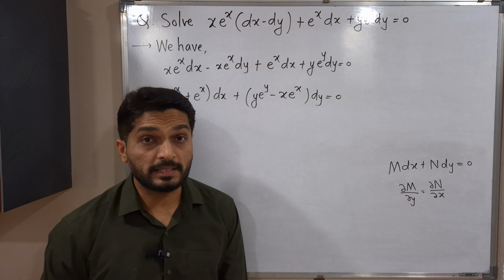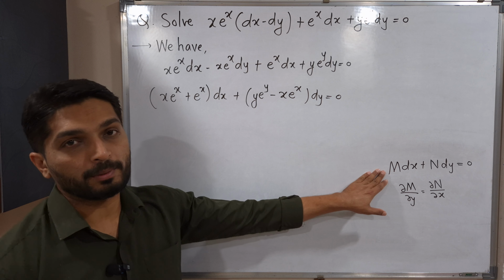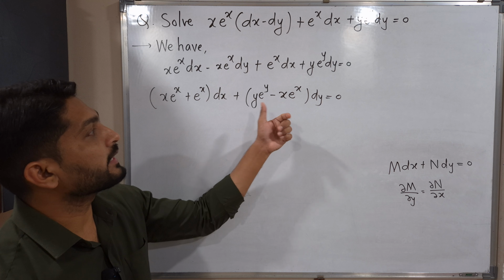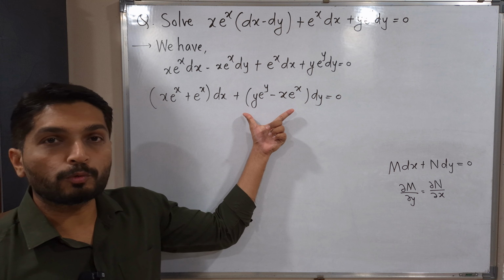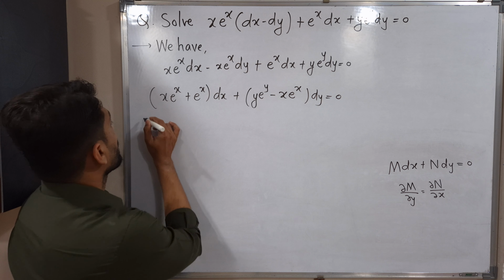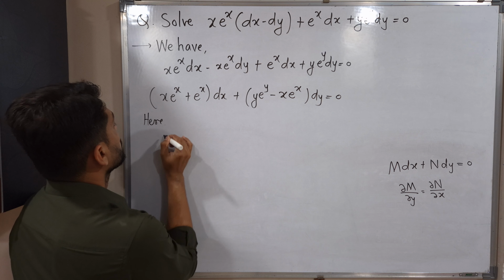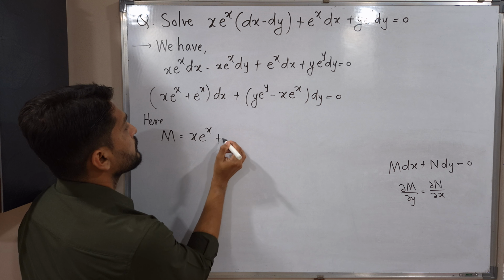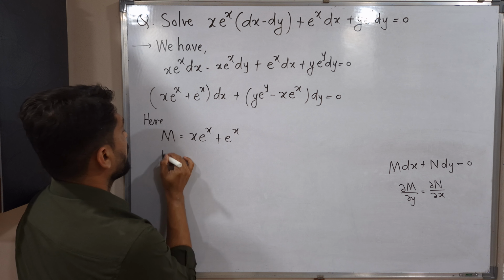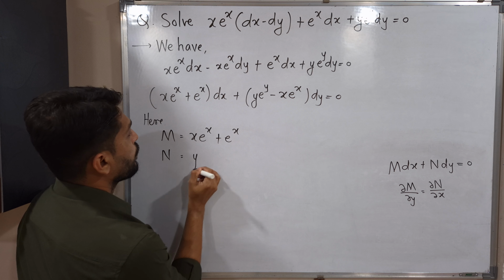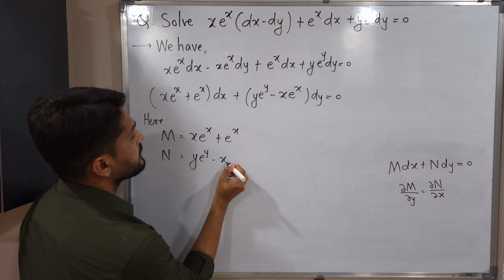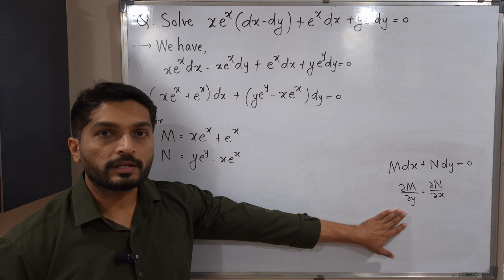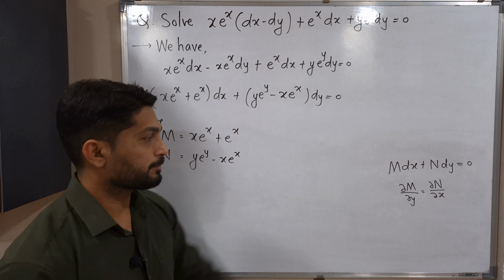It means that I expressed the given differential equation in this format. The multiple of dx is our M and the multiple of dy is our N. So let me note down our M and N. Here M is x e raised to x plus e raised to x, N is y e raised to y minus x e raised to x, right? Now I will find the partial derivatives and I will check whether those are the same or not.